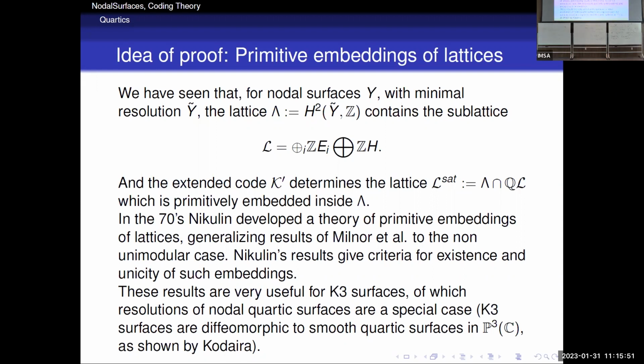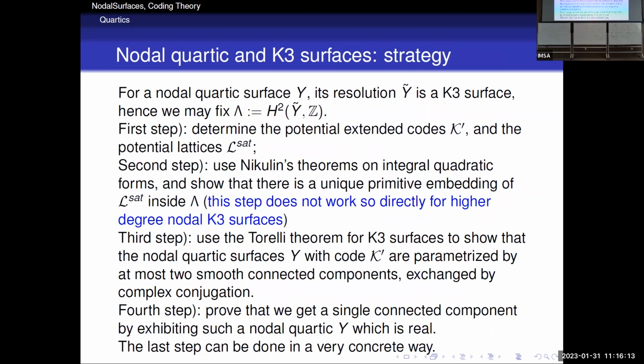So there are two theorems, one about existence of embeddings and one about uniqueness, and uniqueness is easier. These results are very useful for K3 surfaces because, given a potential lattice K prime, you determine K prime, and then you ask when there is an embedding.